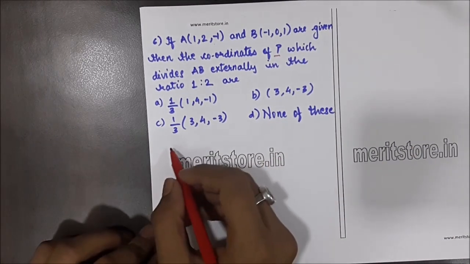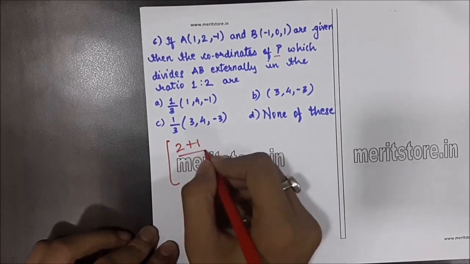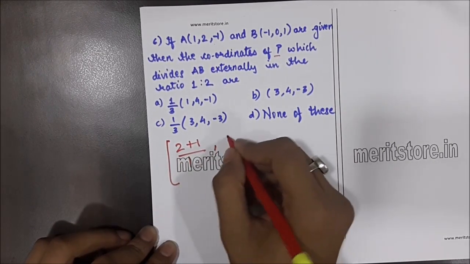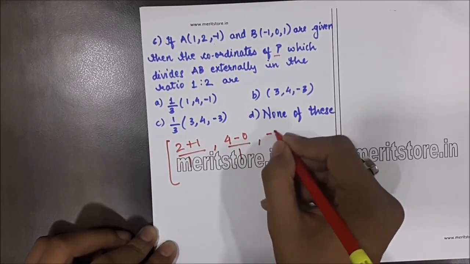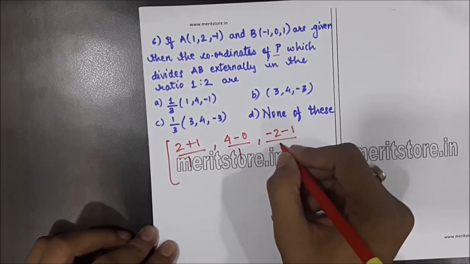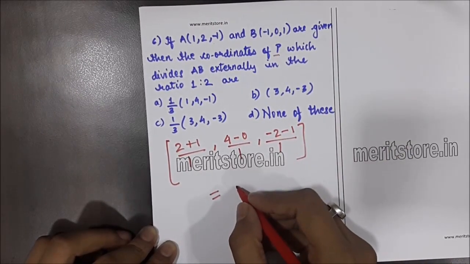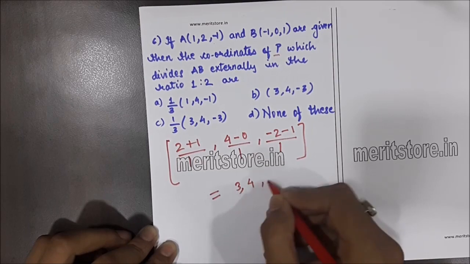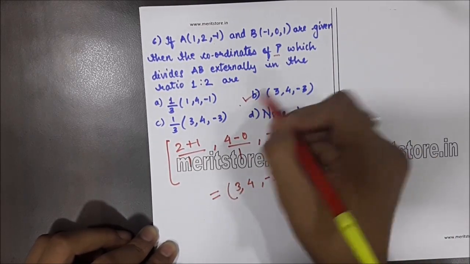Okay, substituting into the formula, we get (2 plus 1) upon 1, comma (4 minus 0) upon 1, and (-2 minus 1) upon 1. Here this would result into (3, 4, -3). So the correct answer is option B.